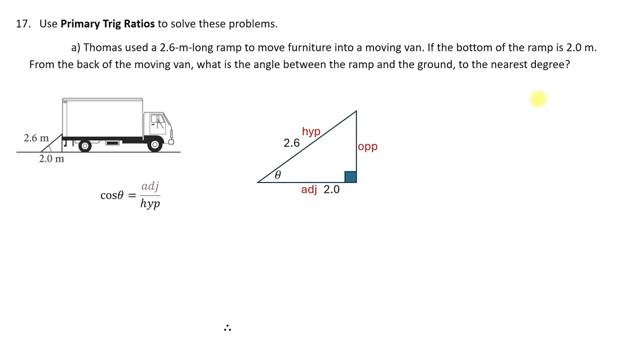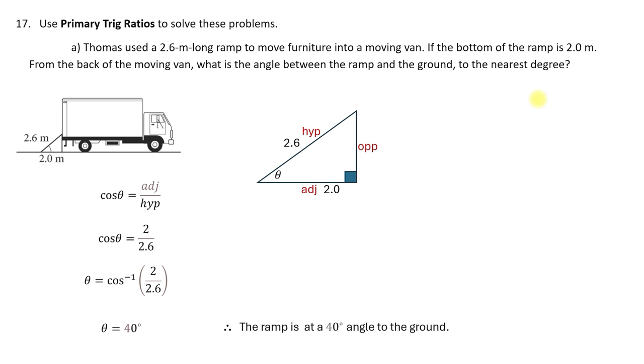So the cosine of the angle that we're trying to find equals 2 over 2.6. We could therefore say theta by itself is the inverse cos of 2 over 2.6. Once we put these numbers into our calculator, we end up with an angle of 40 degrees when rounded off. So we can say that the angle from the ramp to the ground is a 40-degree angle.